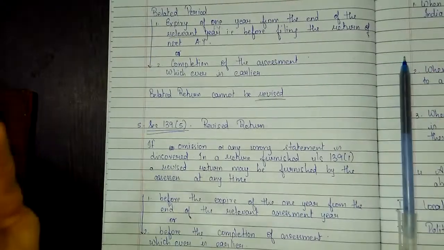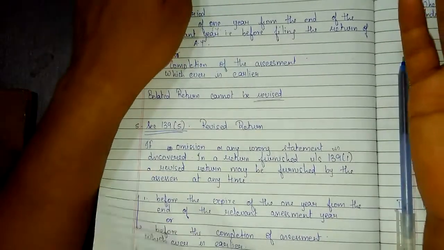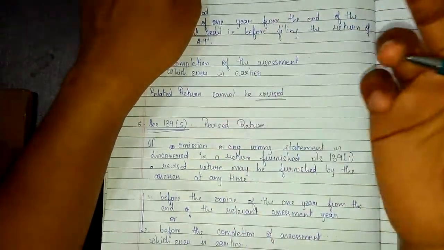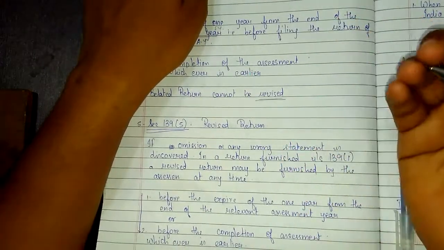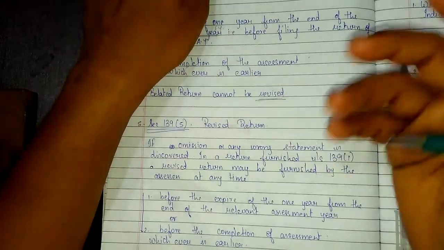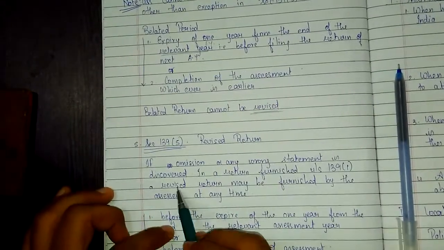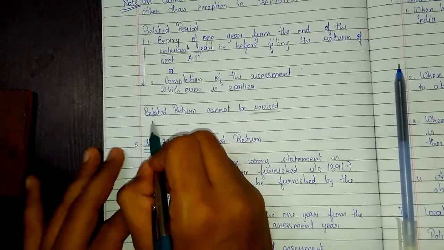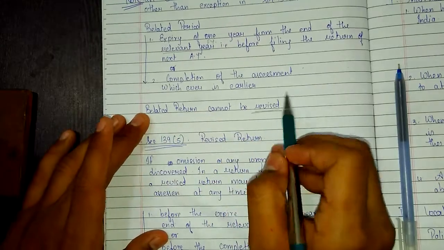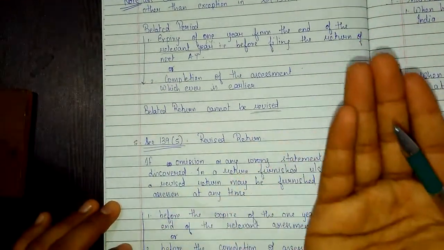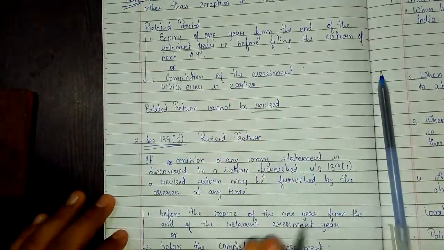So let me explain what is revised return. Revised return means you have filed a return with the department, but whatever you have filed in that particular return, you have omitted or you have made any wrong statement, which you have discovered later after filing the return. But you must have filed the return before the due date, then only you can file a revised return. See, I told you, you'll understand over here why belated return cannot be revised. If you have filed a belated return, then you cannot file a revised return. If you have filed your return before the due date, then only you can file a revised return.